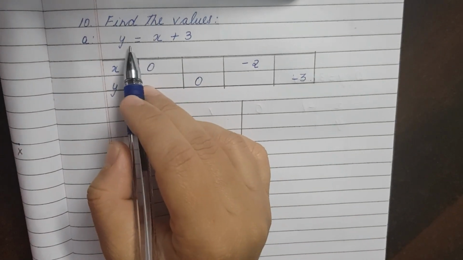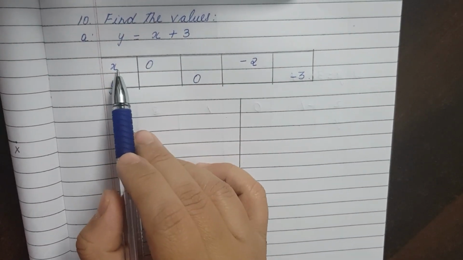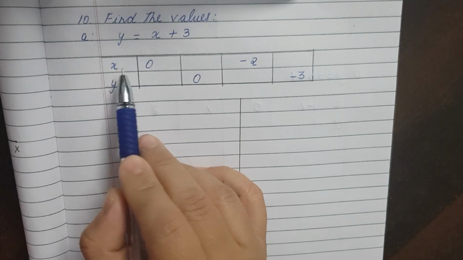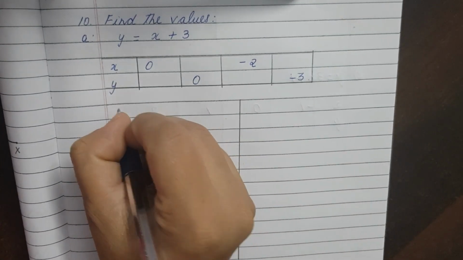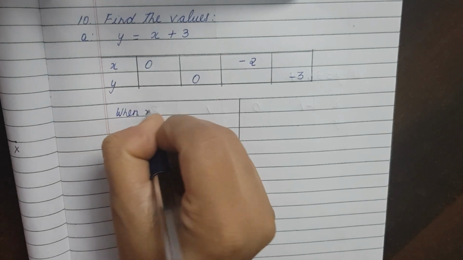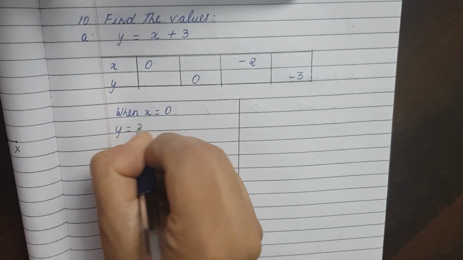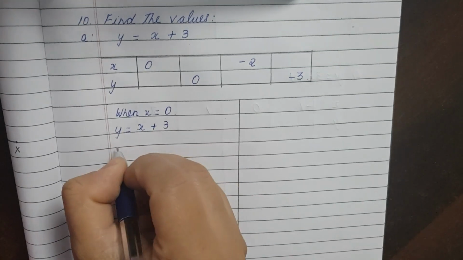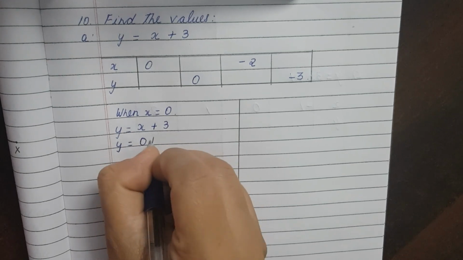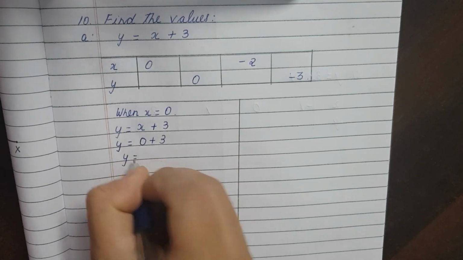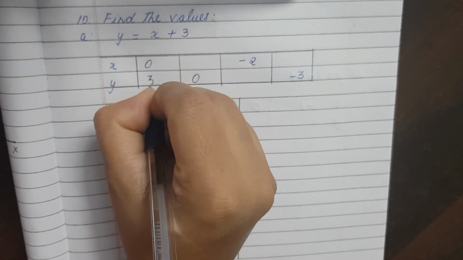Find the value: y is equal to x plus 3. So this is our equation. Now, look at the first sum: they have given x is equal to 0. When x is equal to 0, the equation is y is equal to x plus 3. So y is equal to, substituting 0 in place of x, 0 plus 3. So y is equal to 0 plus 3, which is 3 only. So we can write 3 here.